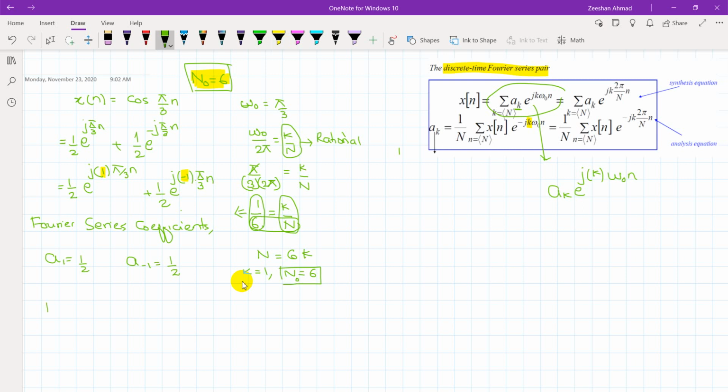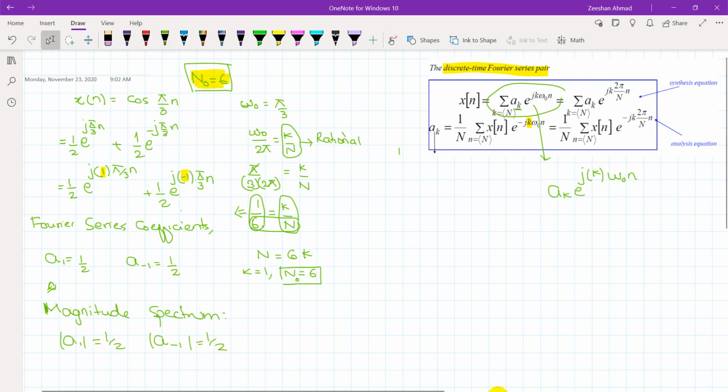Next thing is how can we find the magnitude spectrum here? So the magnitude spectrum is quite straightforward. The magnitude of a1 will be equal to half, and the magnitude of a minus 1 will be equal to half again here. So we have the magnitude as 1 by 2 for both of them.